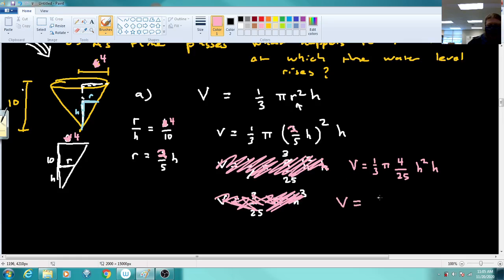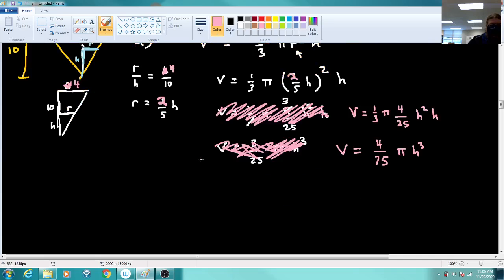We want volume equals, it'll be 1/3 times 4/3 is 4/75 times pi times h cubed. And that should hopefully be the number that we want. So let me just double check, make sure I've got the number that we want correct now. And I think we do. Let's see, it's 1/3 pi r squared. R is 2/5 instead of that. So yeah, I think we're okay now.